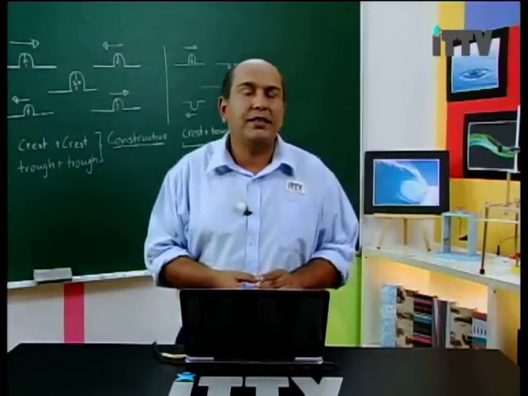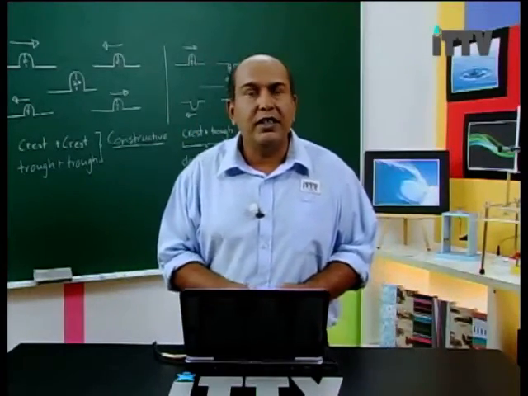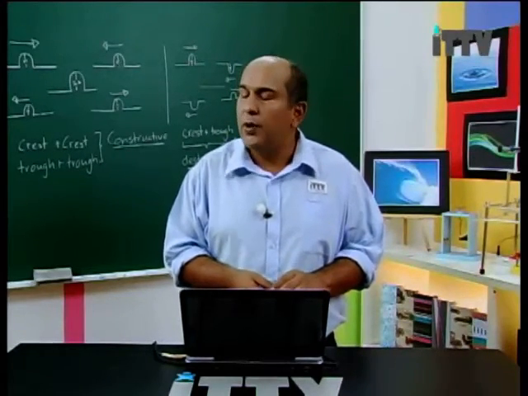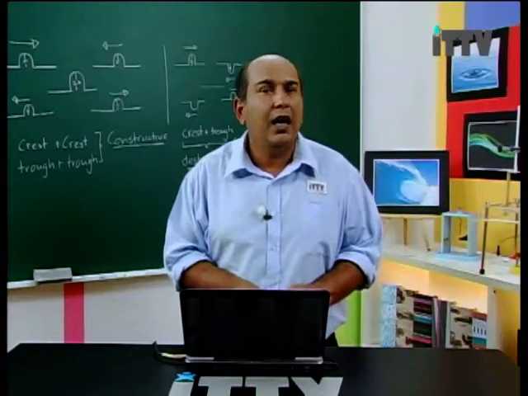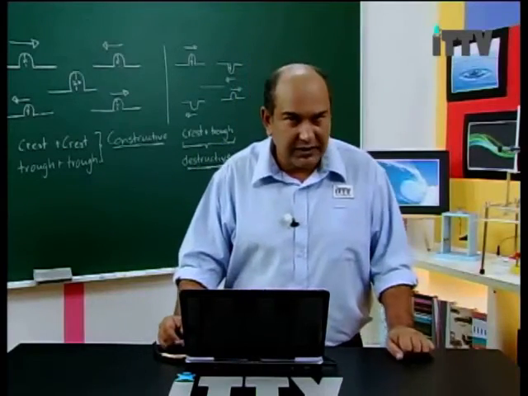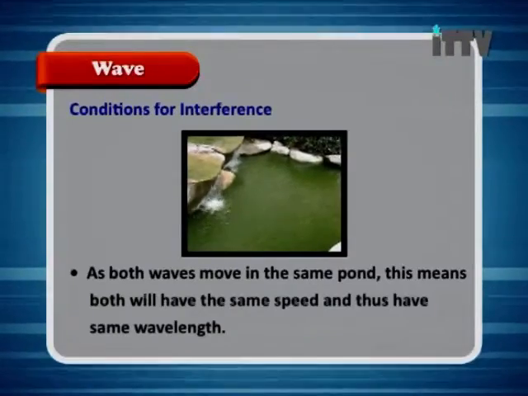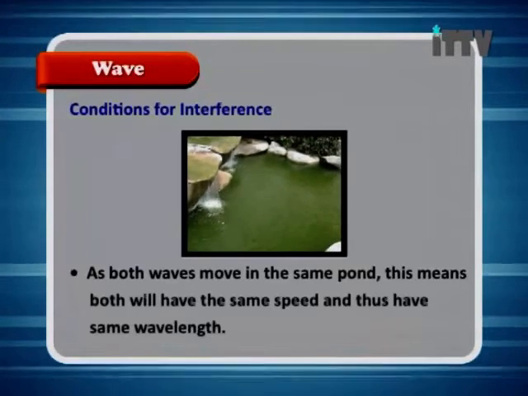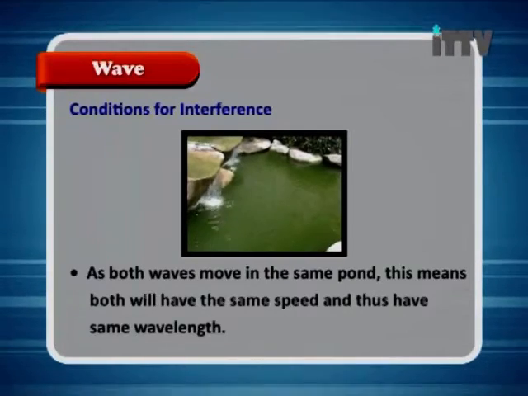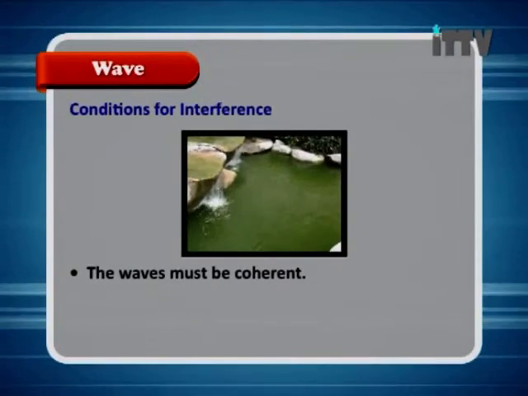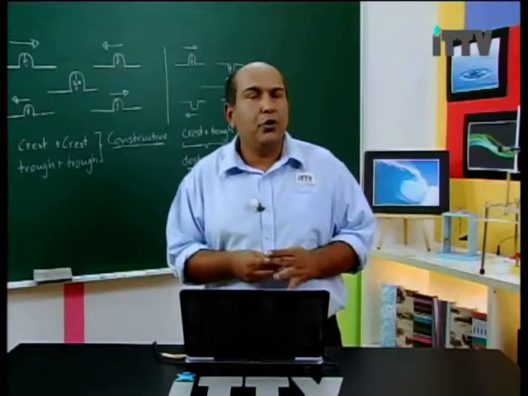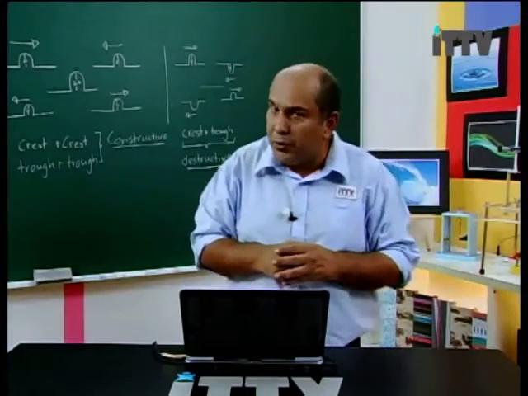It is very important that you understand the definition of coherent, because in order for us to get interference, especially interference with circular waves, we must make sure that our two sources are coherent, meaning they have the same phase and have the same frequency. As both waves move in the same pond, this means that both will have the same speed and thus have the same wavelength. Remember, the two sources of waves must be coherent. So what we get are two waves moving towards each other and they're both circular.